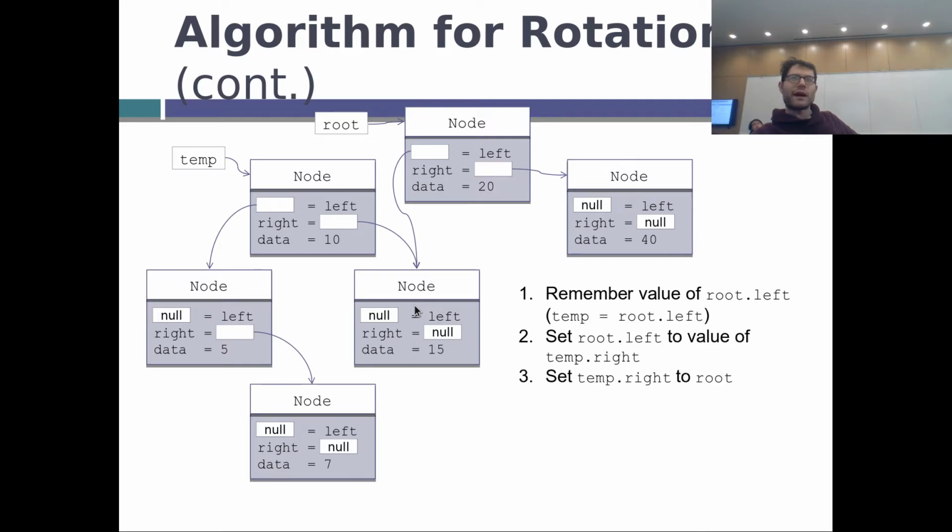And we'll see why that's a legal thing we can do in a bit. And then we say temp.right. Well, now that you've got my right child, I'm going to make you my right child. All right? And now we make the pivot the root.